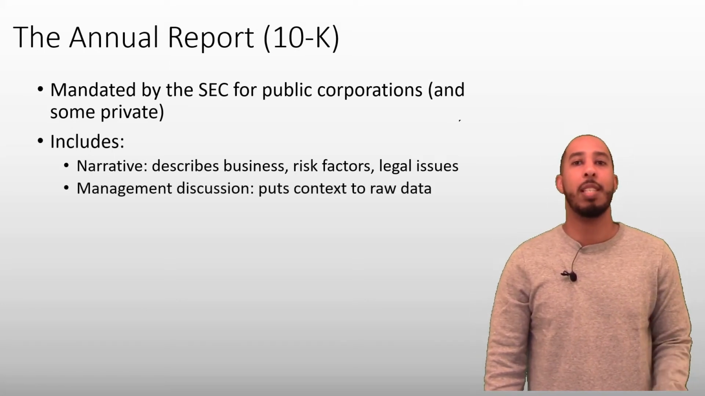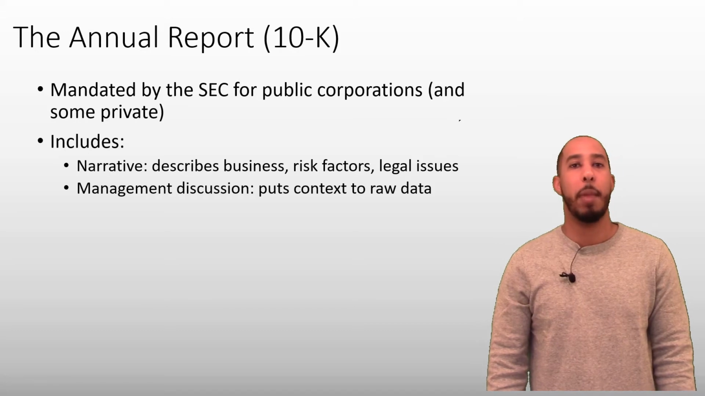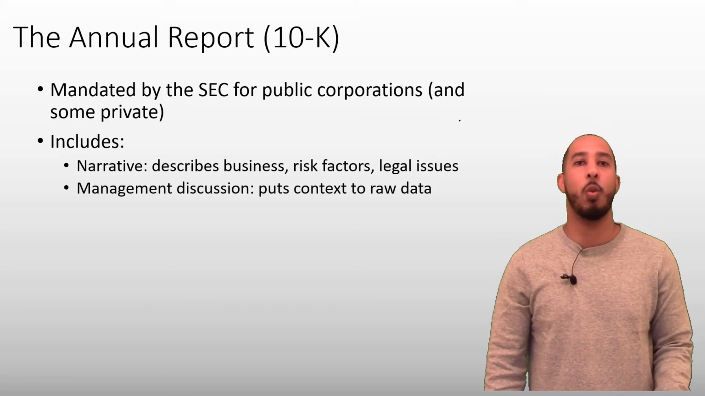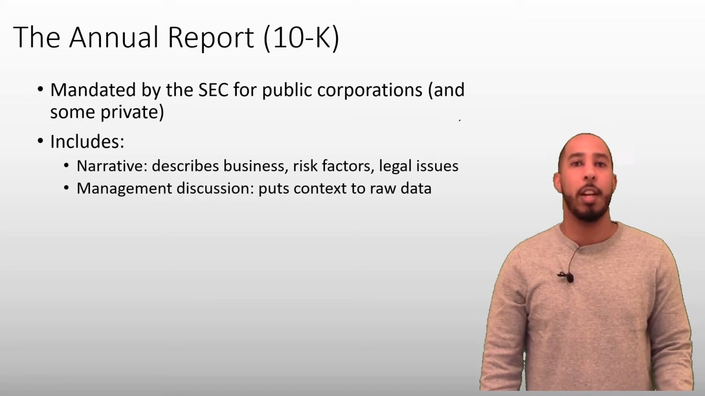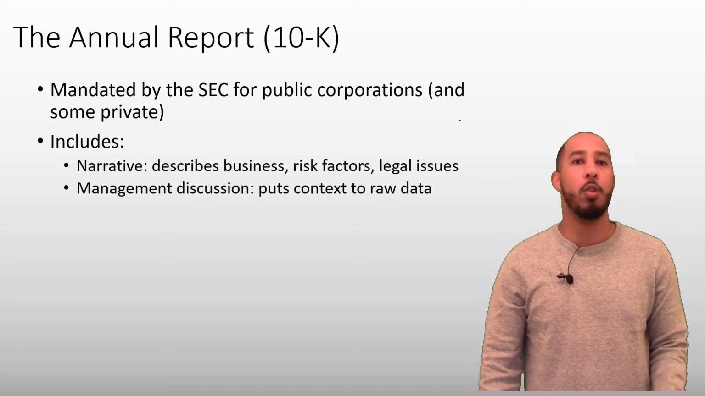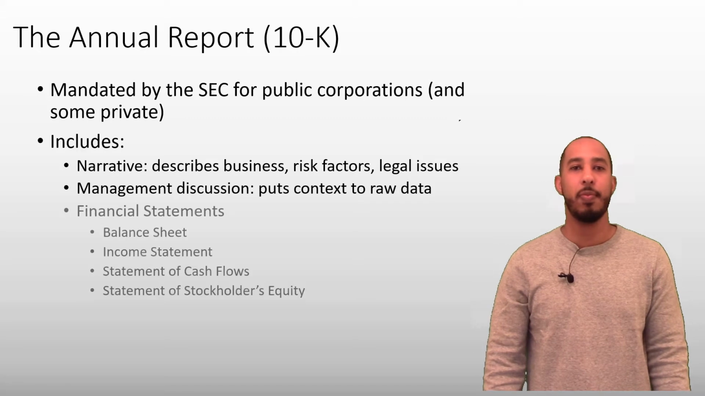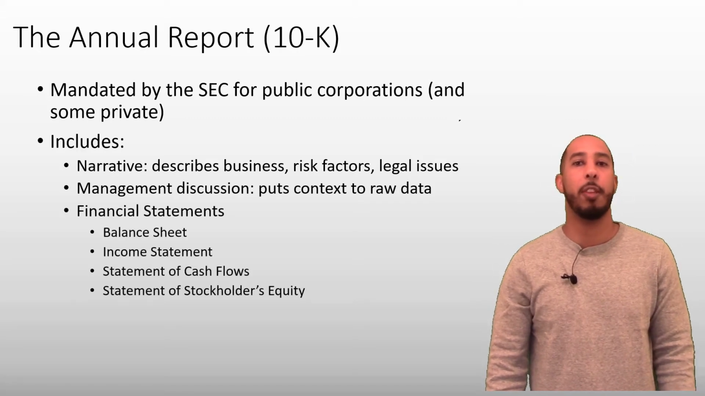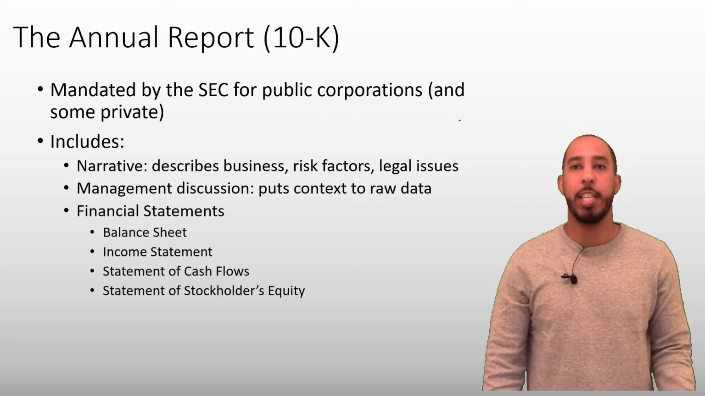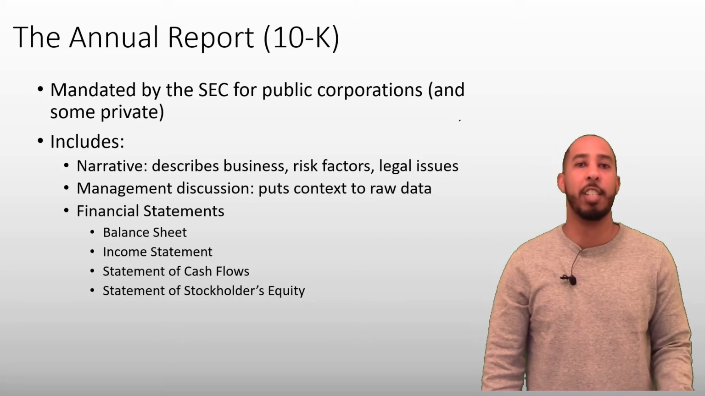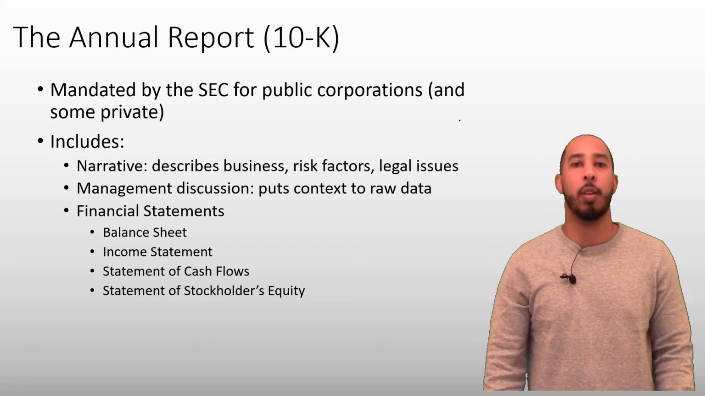Then there's a management discussion section where management tries to bring some context to the raw data that's to come. There they'll try to explain why their revenues declined or why the profit has increased and things like that. Finally, they'll end with the financial statements: the balance sheet, income statement, statement of cash flows, and statement of stockholders' equity.